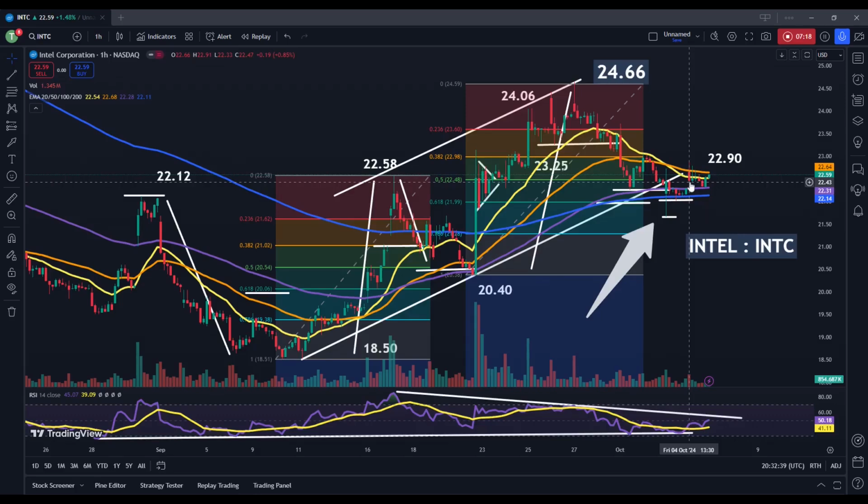There is a little bit of resistance above here, but I do think that if we can break above that 22.90 level, we could at least be looking for a retest of the previous resistance zone, which came in at 23.72. So here's the current stock market update for Intel Corporation, stock ticker INTC.